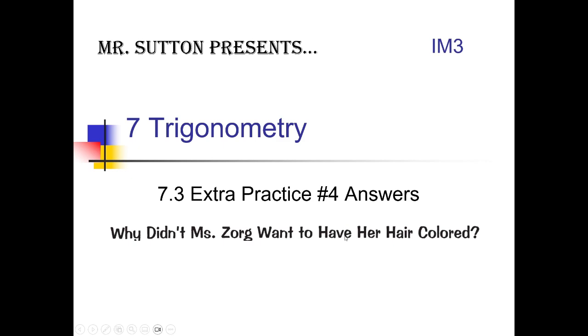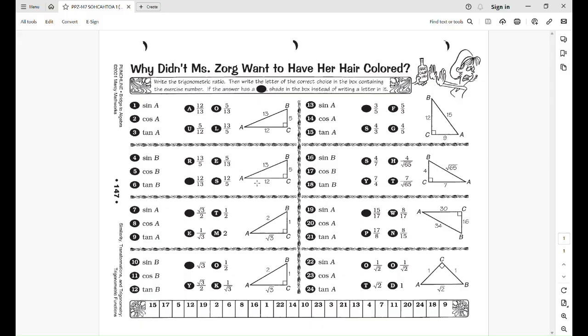There's a puzzle that goes with this. Let's check that out. Here's the puzzle that goes with that extra practice. In this one, we are trying to solve the riddle, why didn't Mrs. Zorg want to have her hair colored? In order to figure this out, we need to solve all of these different trig problems.